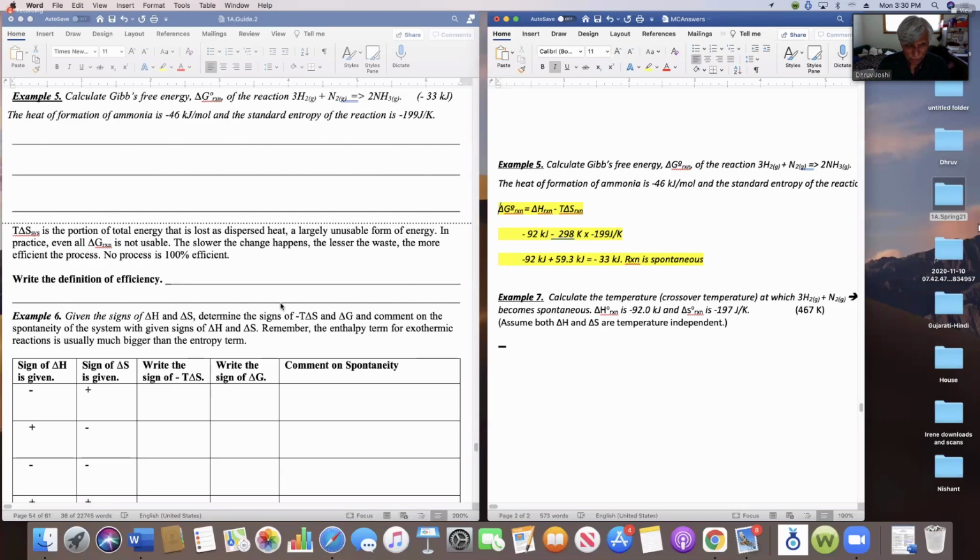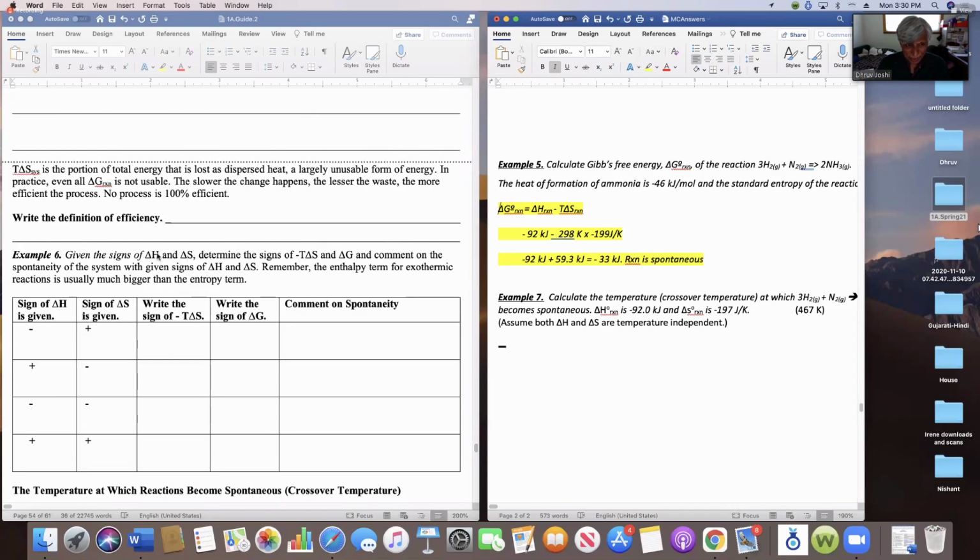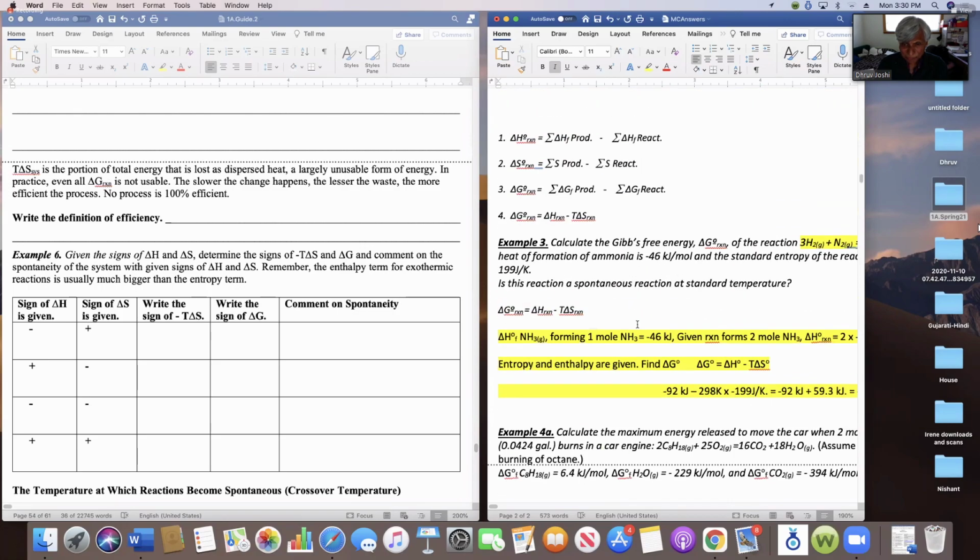In order to do this, delta H and delta S are given. So which equation are we going to use?